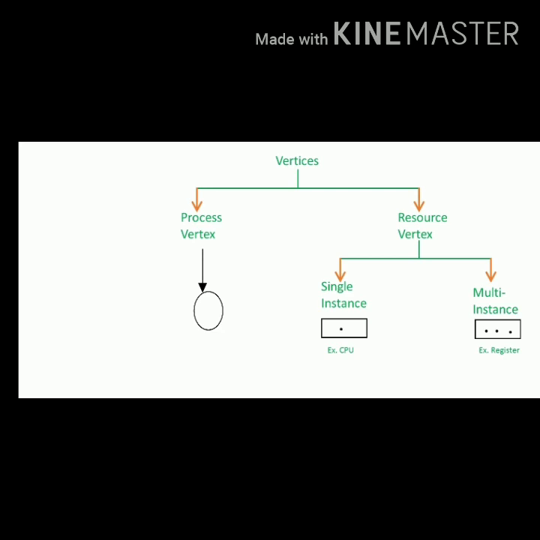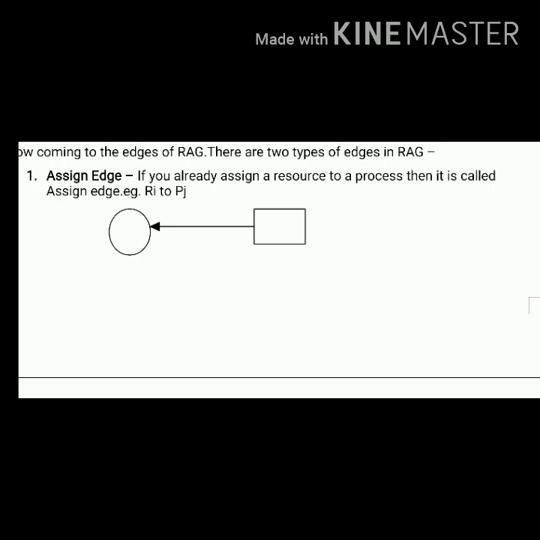Now that means we are going to have a circle for a process, a rectangle or square for resources, and dots inside that represent the instances of that resource, the number of that type of resource. Now we are going to consider the requests from each process. If we have an arrow from a square to a process, that is the assignment edge. That means that particular resource is already assigned to that process.